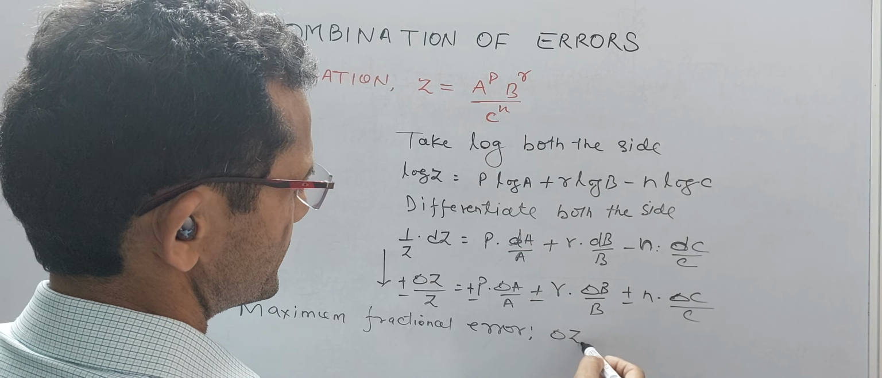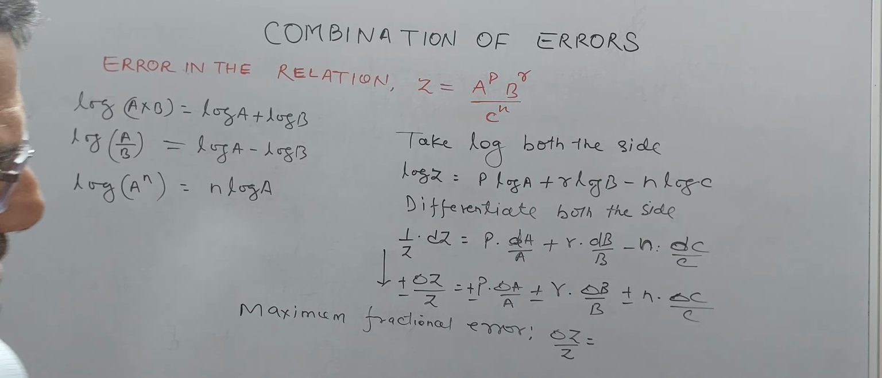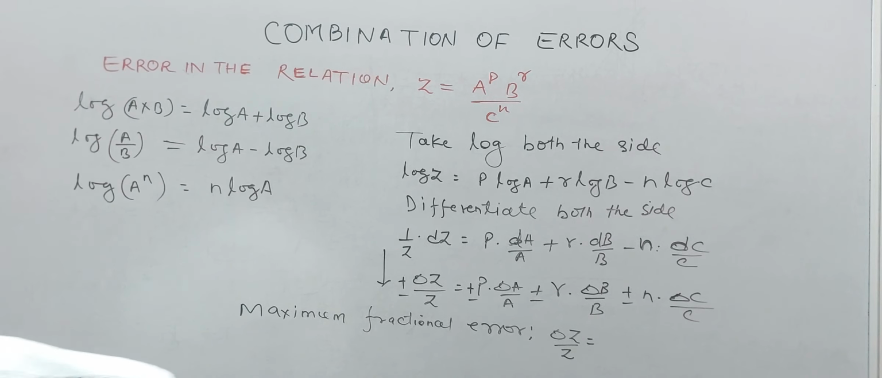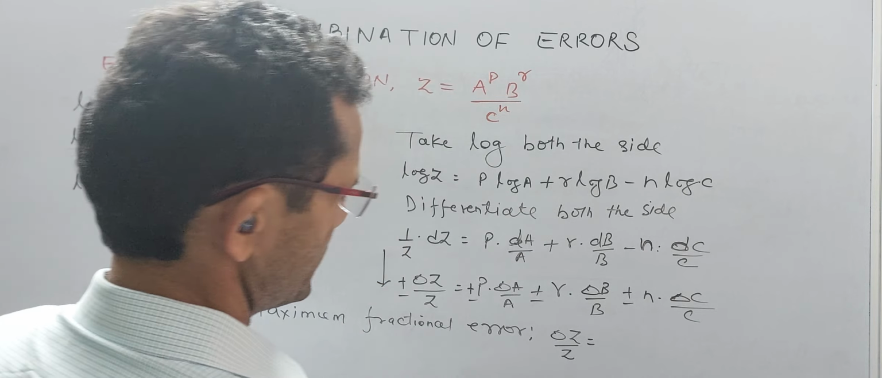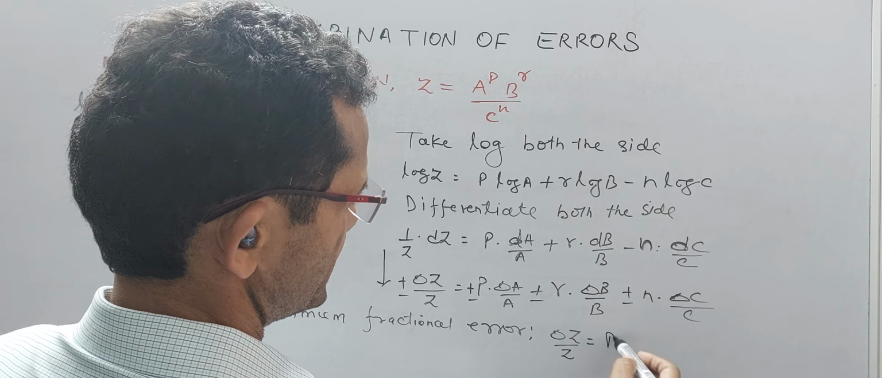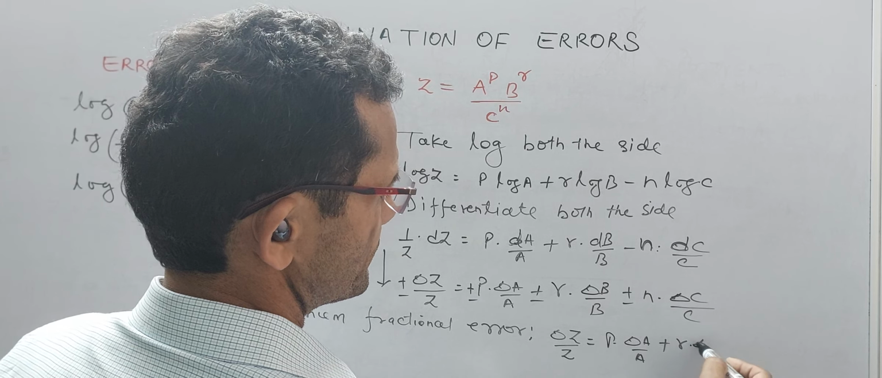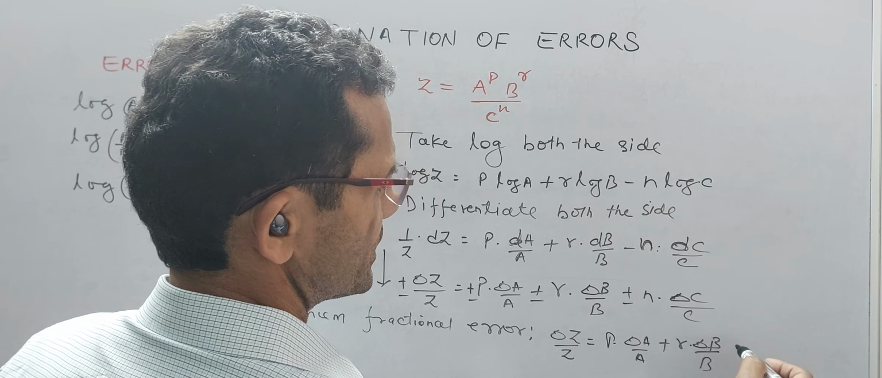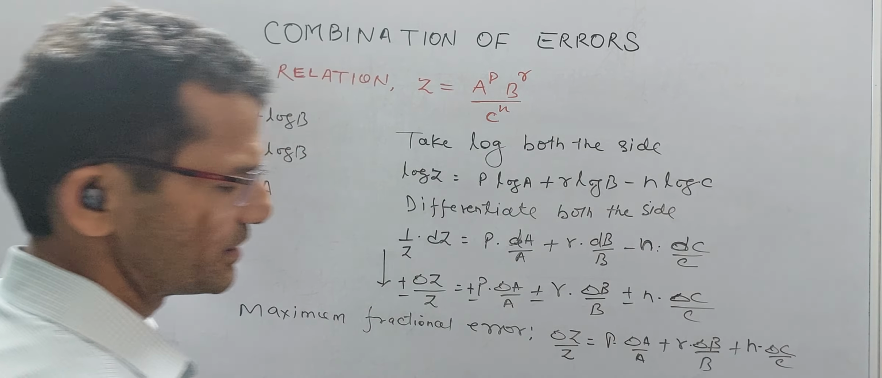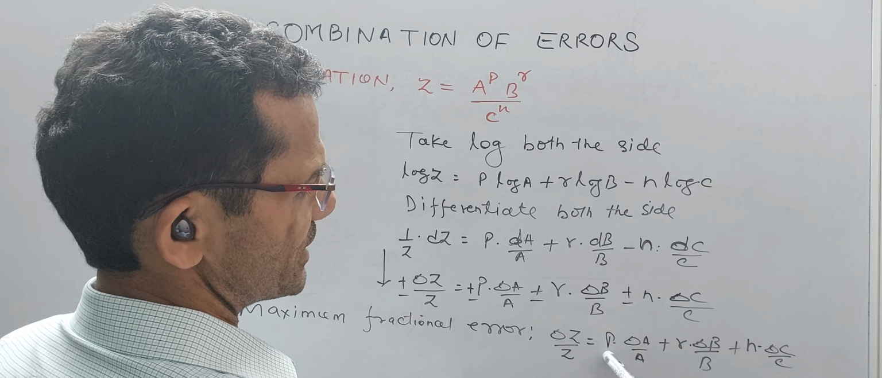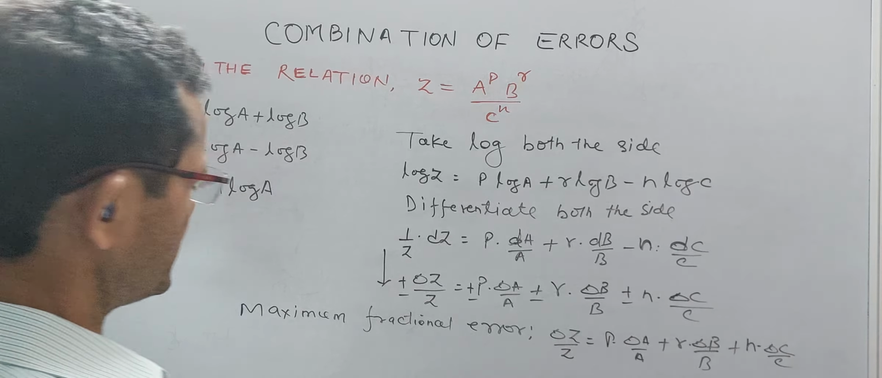Delta z upon z, taking all positive ones at one time and all negative ones at another time. If I take only the positive values, it will be p times delta a upon a plus r times delta b upon b plus n times delta c upon c. If you take all negative values, it will be minus, minus and minus. So in magnitude, both positive and negative will be the same.